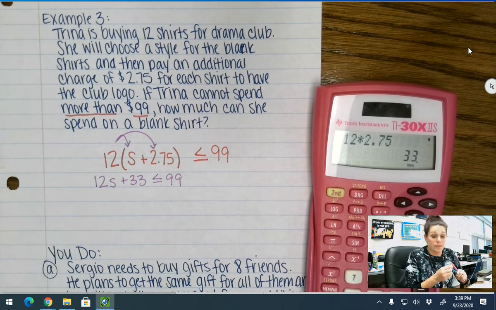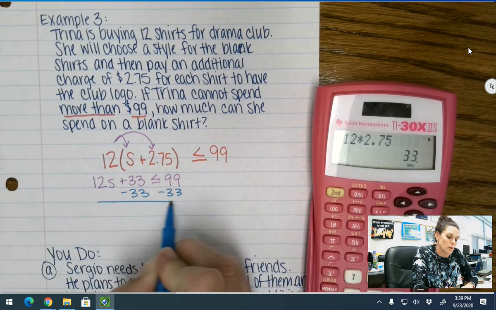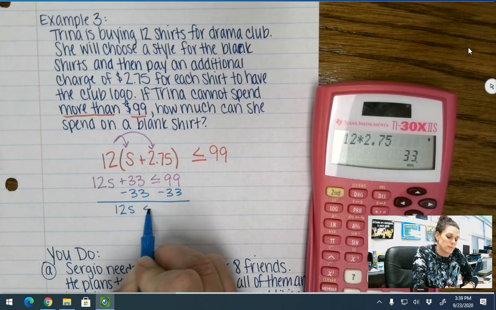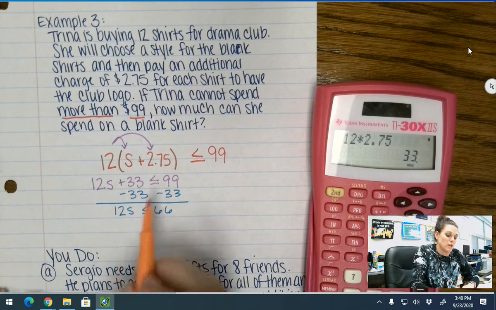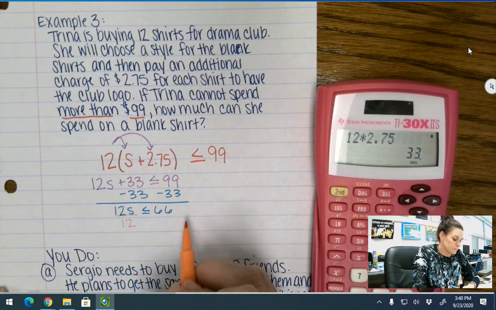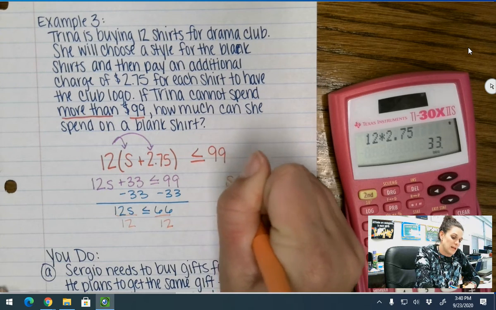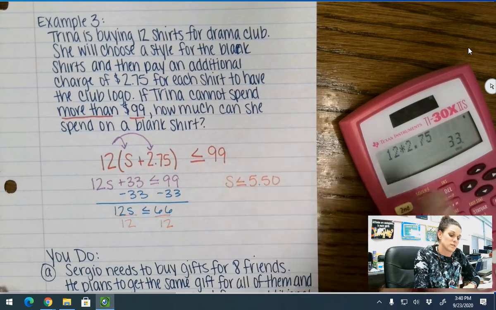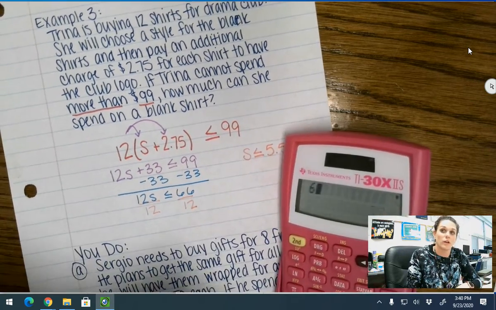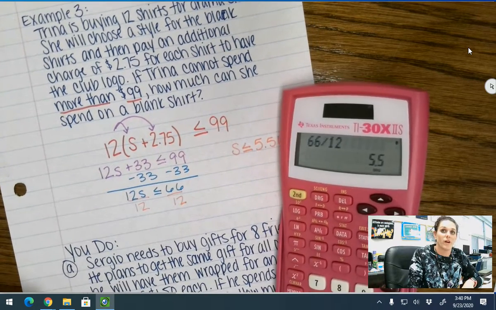So then from here, I'm solving. I'm going to go minus 33 on both sides. So my 12 shirts has to be less than or equal to the $66. And then I'm going to go ahead and divide by the 12. So my shirts have to be less than or equal to $5.50. Because when I pick up my calculator and I go 66 divided by 12, I get 5.5.